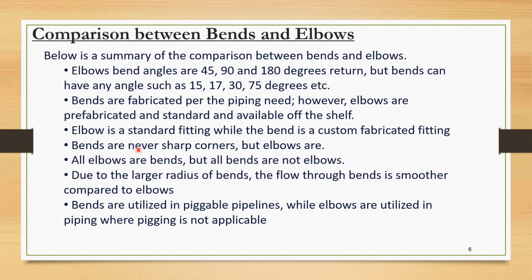Bends are never sharp corners, but elbows are. All elbows are bends, but all bends are not elbows. Due to the larger radius of bends, the flow through bends is smoother compared to elbows. So obviously the pressure drop in the case of elbows will be more as compared to bends. Bends are utilized in piggable pipelines while elbows are utilized in piping where pigging is not applicable.